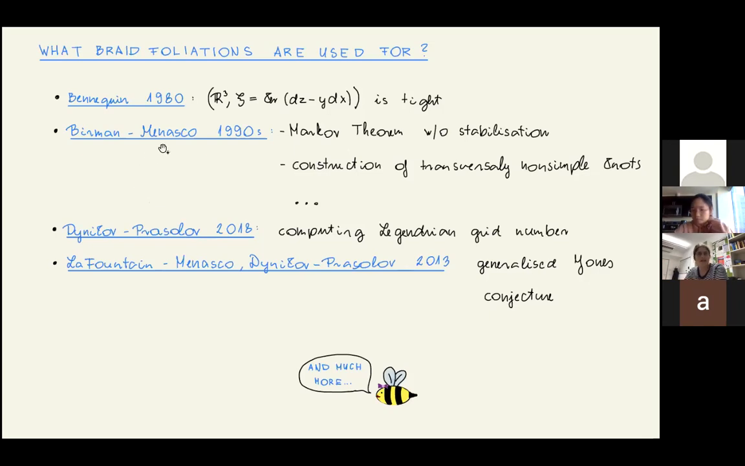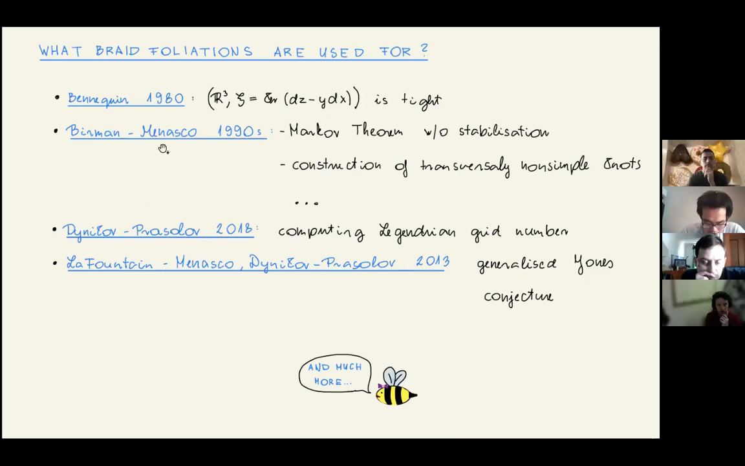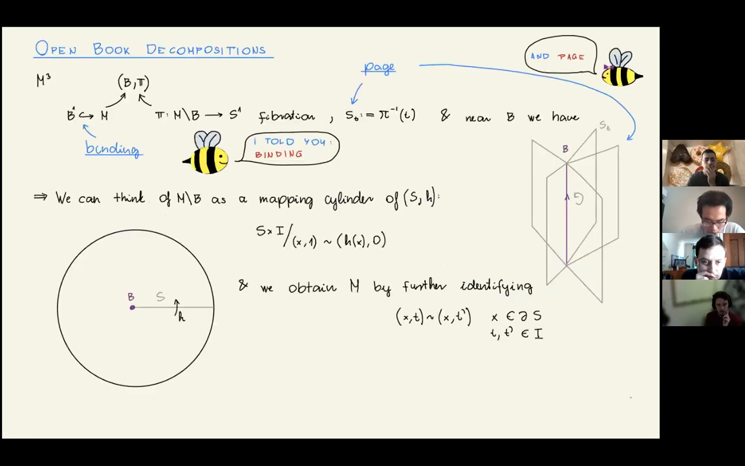And then they also proved the generalized Jones conjecture using braid foliations. And there are really a lot of other results in these settings. But what I want to talk about is open book foliations. So for that, I'm going to talk a little bit about open books.